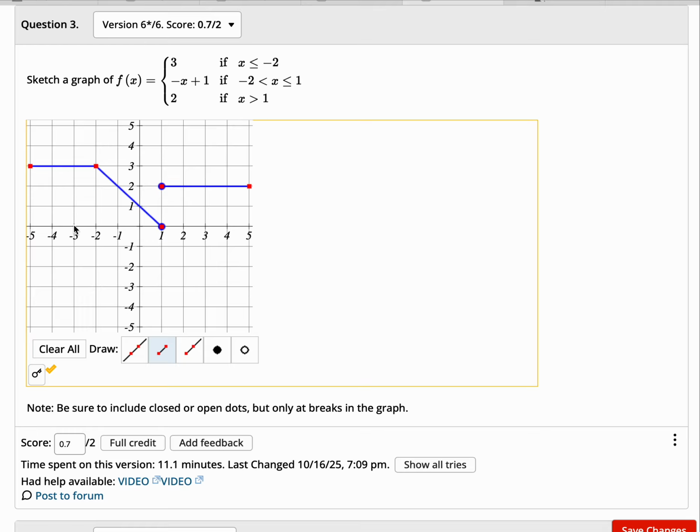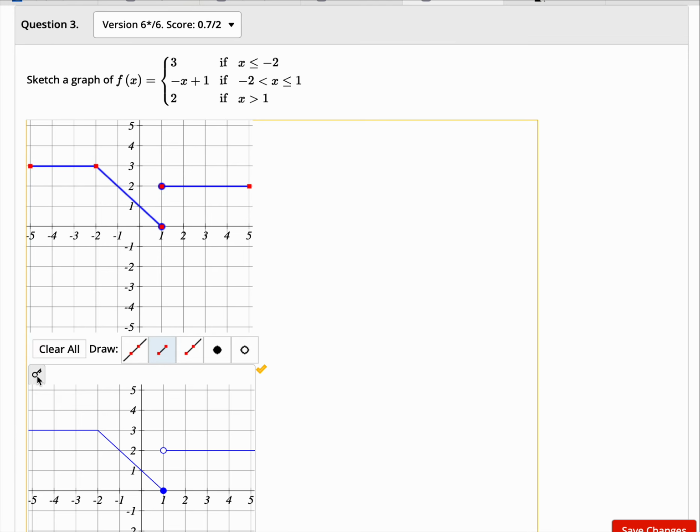So for this one, I think all of your graphs are correct. Yep, that all looks good, but it's just these endpoints. So right here, for this line right there, because this equals 1, that should be a solid dot. And then because this one doesn't have an equals, that should be an open dot. So the solid dot is saying this endpoint is included and this one isn't.